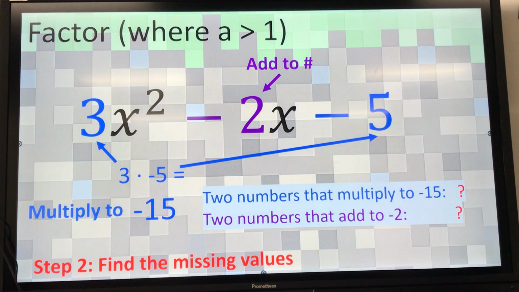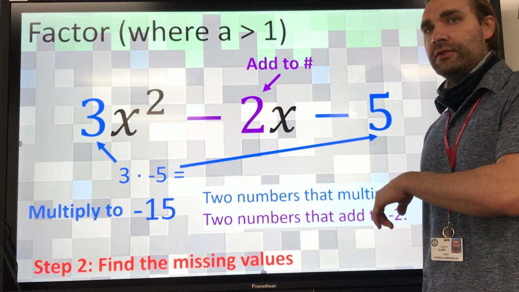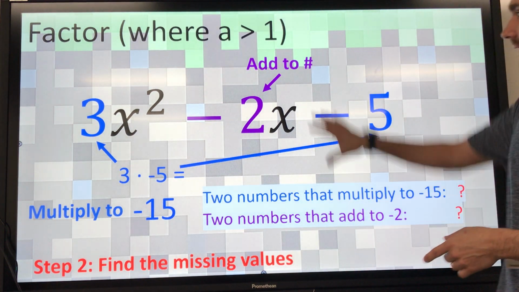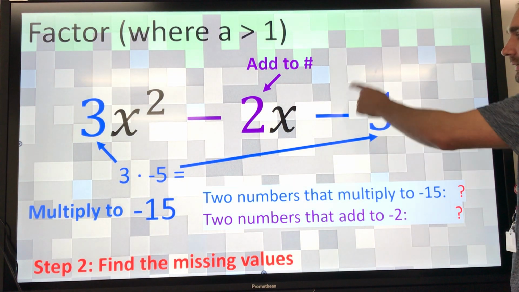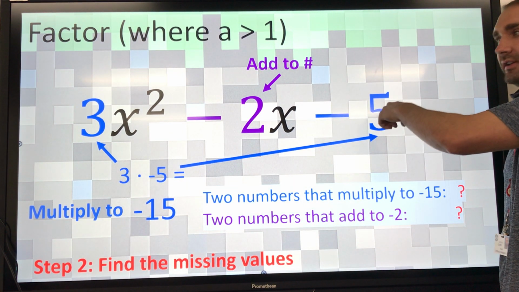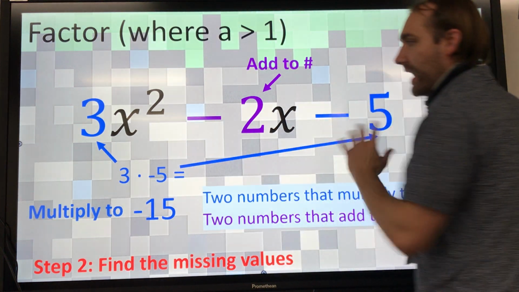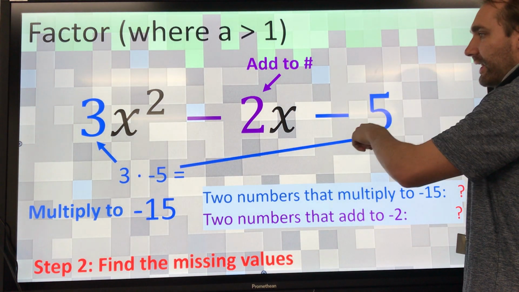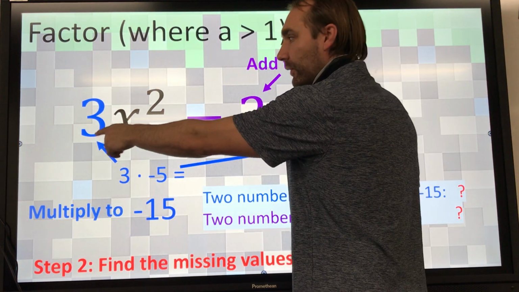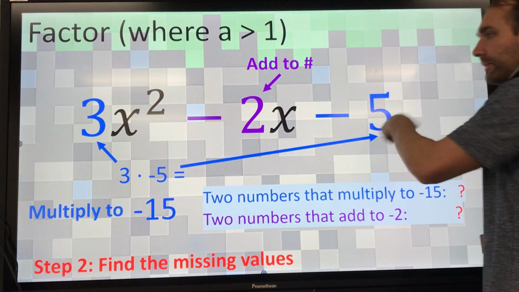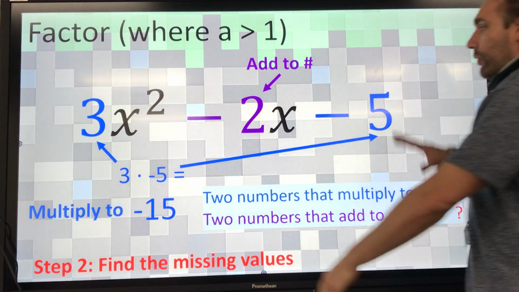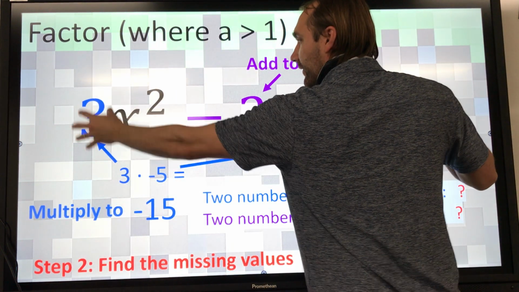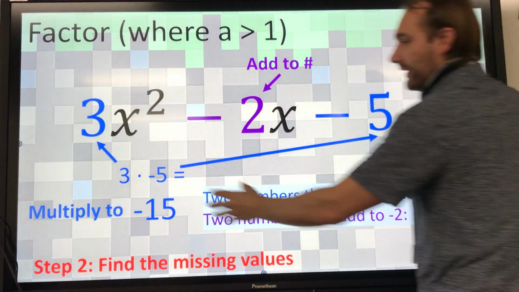Next, just like yesterday, we need to find a multiplied to number that also adds to another number. But it's a little bit different. The multiplied number yesterday, we looked at just the c value, the end. That's because what you're actually doing is you have to multiply the last by the first. Well, the first was 1. So any number times 1 is just going to be this number. Today, where that's a different number, we're going to have to multiply the ends. So this 3 times negative 5 is negative 15.